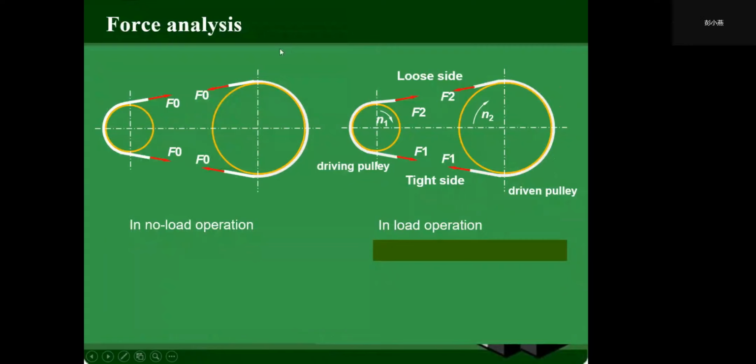Now, let's proceed to the force analysis of belt drive. The belt clamps firmly against the pulley surface with an initial tension F0. It ensures the belt works properly under design load.